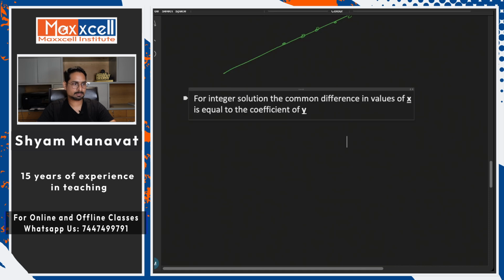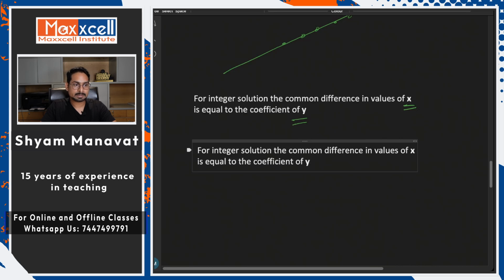Oh, this underline is looking ugly. Let me remove the ugly underline. But I hope you understood this part. Okay, let me highlight this. And the other way around is also correct: for an integer solution equation, the common difference in values of y is equal to the coefficient of x. Note this, it's very important.